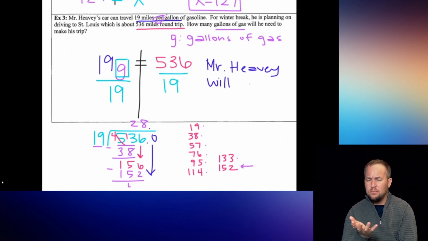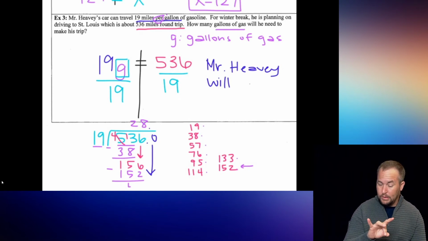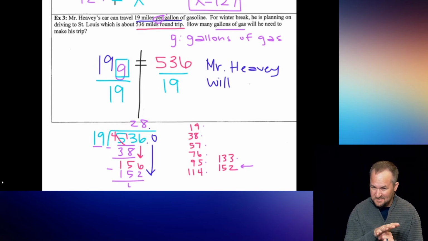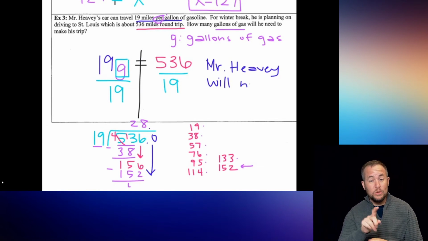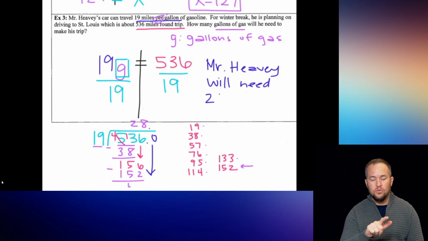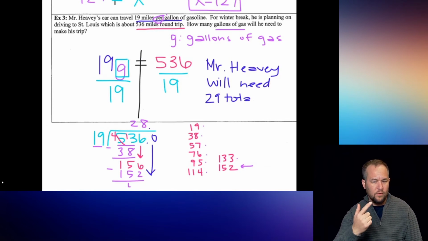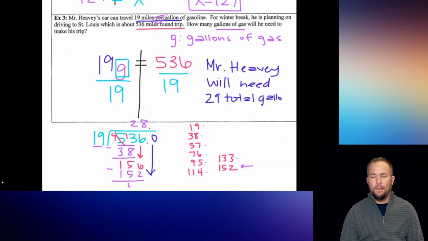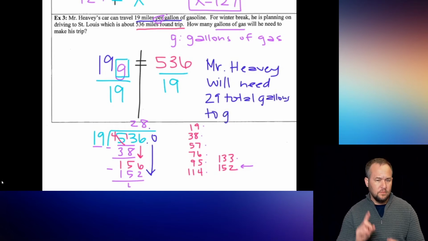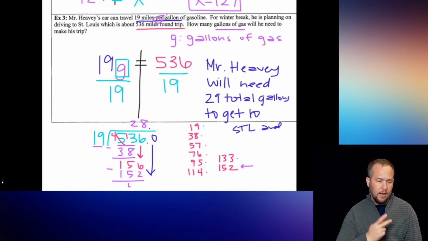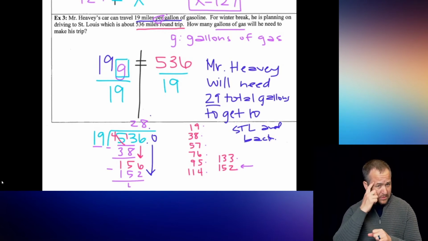Hopefully when you ask yourself that question, you know that, well, obviously 28 itself is not going to get Mr. Heavey all the way to St. Louis and back. So Mr. Heavey will need 29 total gallons to get to St. Louis and back. All right, hopefully that makes sense of why I said 29 as opposed to 28.